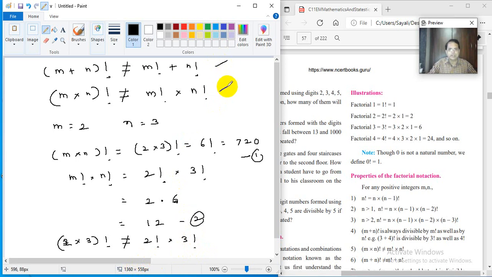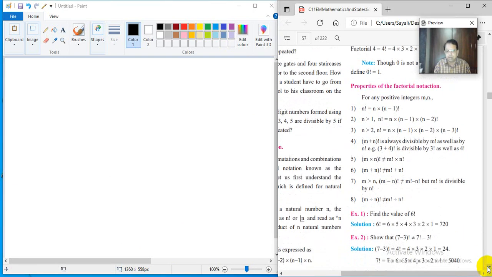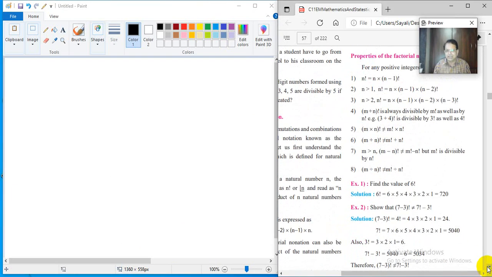So these two properties we have verified. Many such properties about factorial we will come to know, and we have to use them in solving problems. That is important. So this is all about factorial notations. I think you understood. Then there are certain problems.